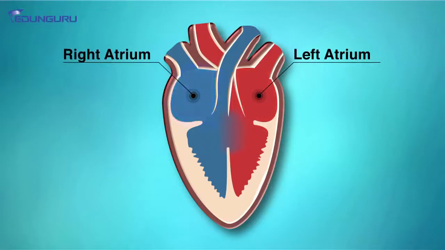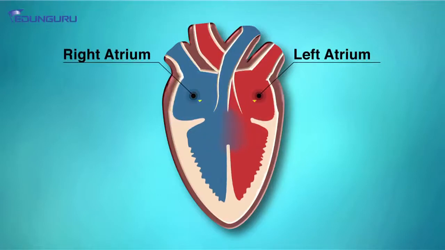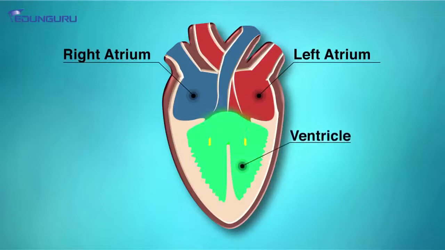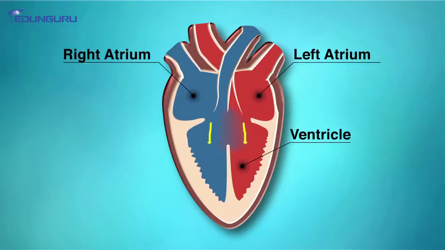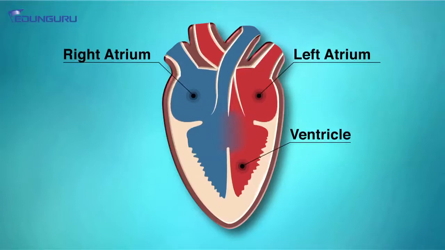Right. So these two chambers contract and pump all the blood into the ventricle. Why? Because the ventricle is the chamber which is now supposed to contract and pump blood to the rest of the body. So the question here is, are we keeping the oxygenated and deoxygenated blood separate? The answer to that would be no, we are not.